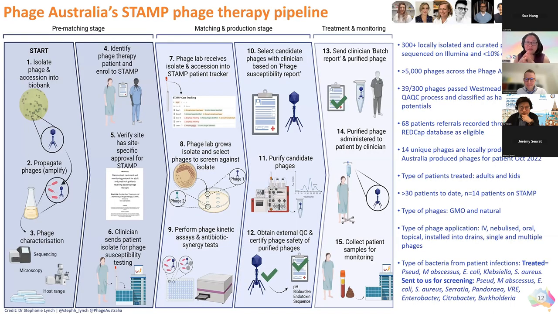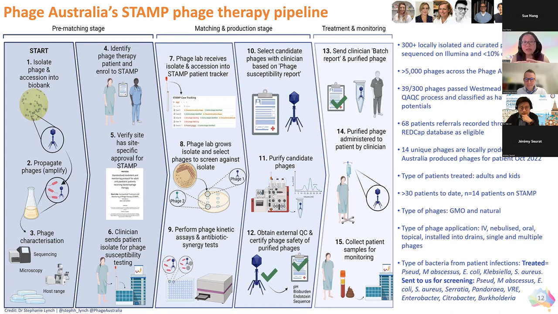This is our phage therapy pipeline, divided into pre-matching stage, matching and production stage, and treatment and monitoring. This is all done under the STEMP protocol. And as mentioned, we work with our regulatory body TGA to regulate the phage therapy process in the clinics. To date, we have about 300 well-characterized phages from multiple species to match from. Importantly, patients are referred and triaged by our clinical network. When patients are deemed suitable for phage therapy, they are then enrolled and recorded into our patient tracker.